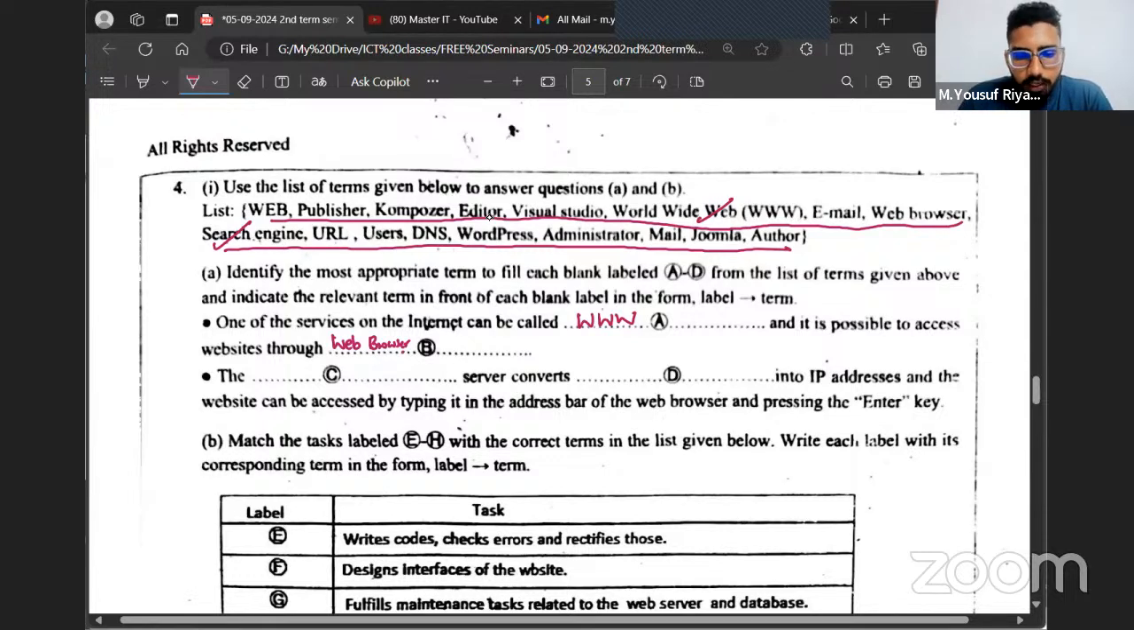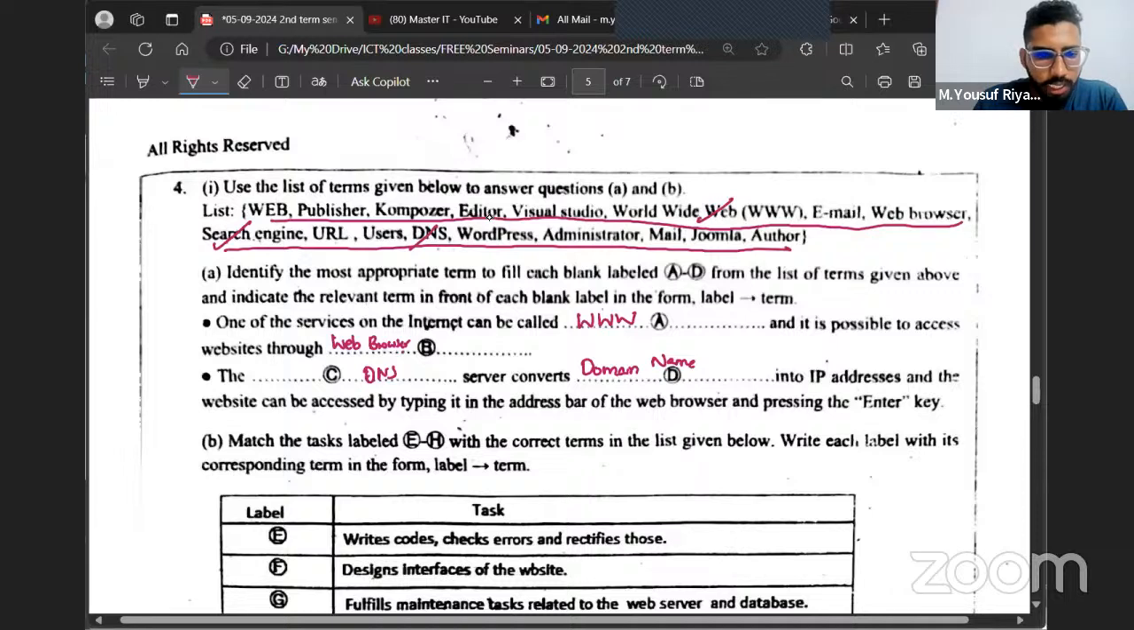Next, the dash server converts dash into IP address, and the website can be accessed by typing it in the address bar of the web browser and pressing the enter key. Now, which server converts the, okay, when you're searching something in your web browser, you will type the domain name. When you type your domain name, it is converted to an IP address. So who converts your domain name to IP address? What server? It's the domain name server. Okay, so DNS is going to be there.